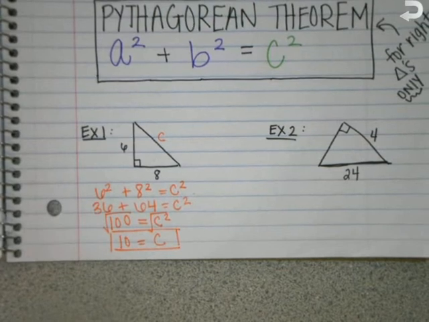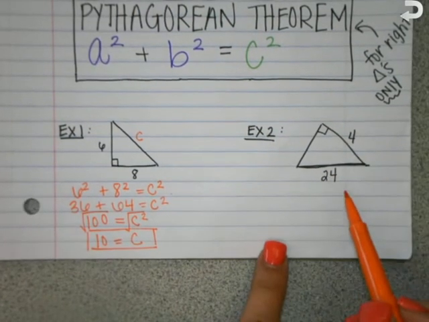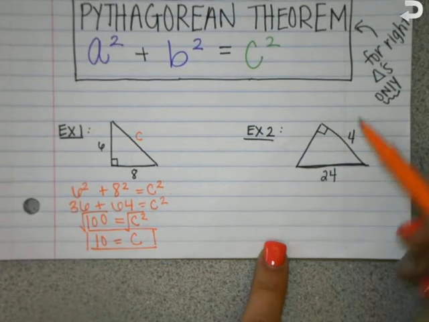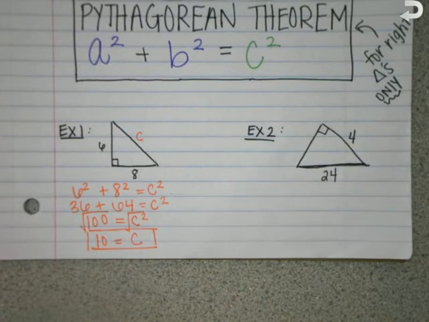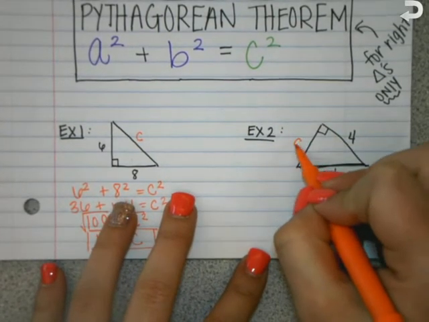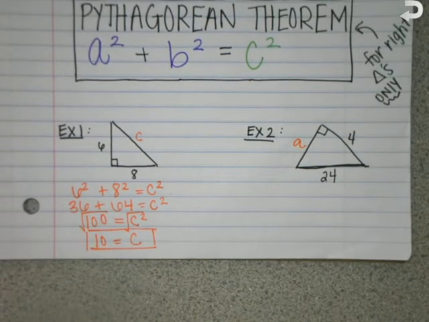So for example 2, I actually give you a leg and what? The hypotenuse. So I'm missing this leg. Do you guys want to call it A or B? B. I prefer B. It doesn't really matter. Let's call it A. If you want to call it B, call it B. Okay, so let's plug in what we know.